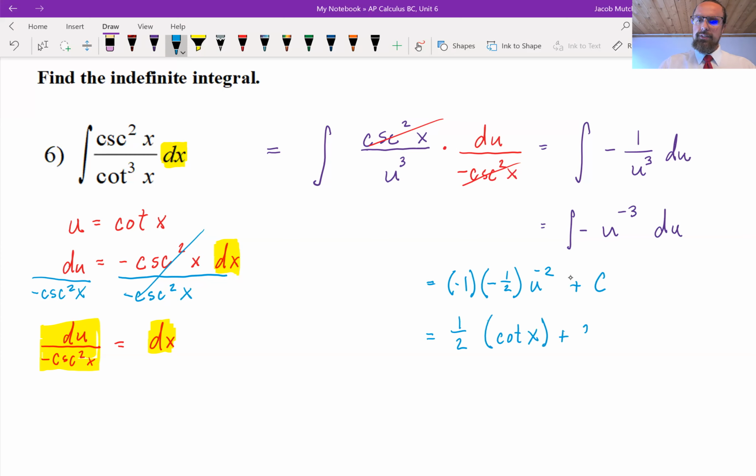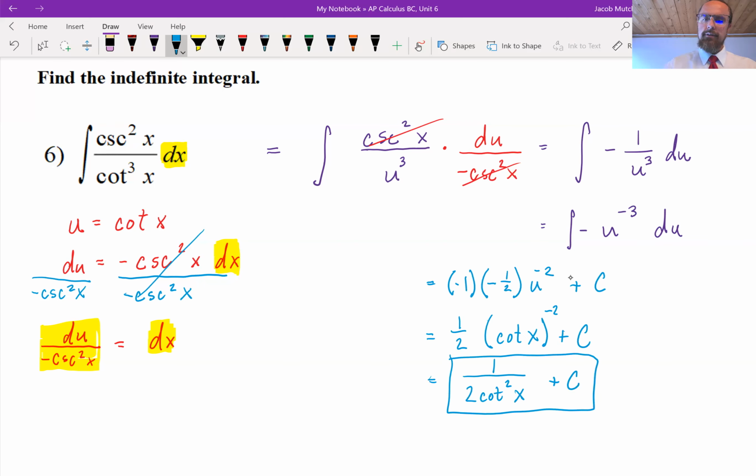And then plus c. And as a final version, I can write this as, oh, I forgot my power. So to the power of negative 2. So I'm going to let that descend to the denominator. This is 1 over 2 cotangent squared of x plus c. And that completes the integration for that question.